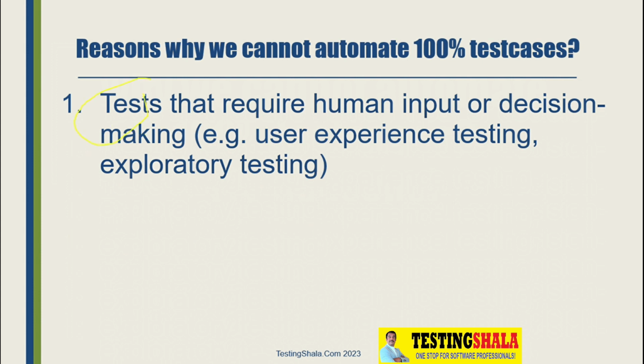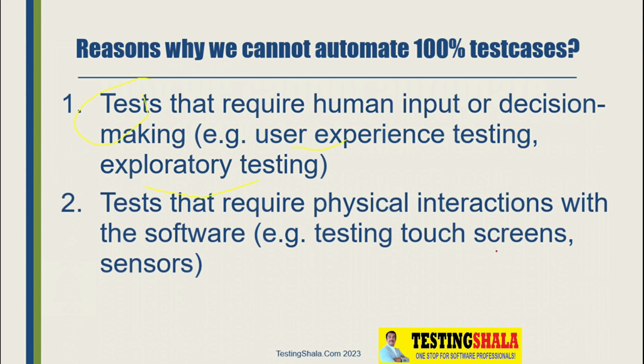a human input or human decision in a particular test case. Those test cases we cannot pick for automation, especially test cases related to user experience or exploratory testing. And the second type of test cases which we cannot pick for automation is tests which require physical interaction with the software.